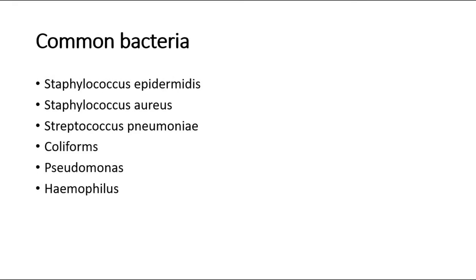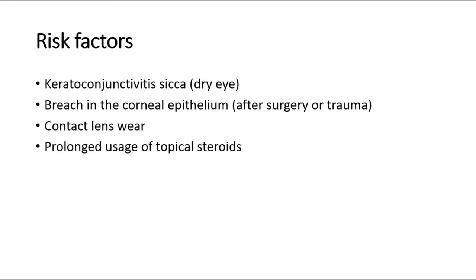So what are the common bacteria that cause bacterial keratitis? Some of them include Staphylococcus epidermidis, Staph aureus, Streptococcus pneumoniae, coliforms, Pseudomonas, and Haemophilus. The risk factors of bacterial keratitis are dry eye, or a breach in the corneal epithelium, for example after a surgery or trauma to the eye, wearing contact lenses too often, and prolonged usage of topical steroids, which may give a higher risk of infection of the cornea.